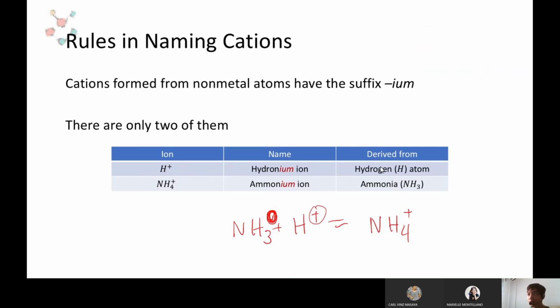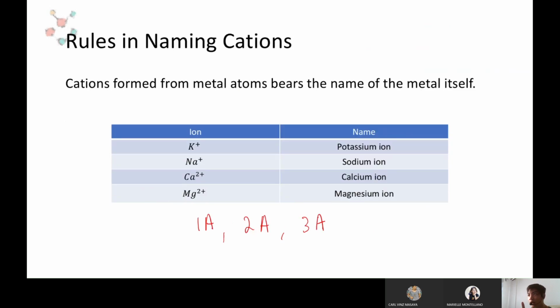Madali na lang yung kabisaduhin, no? So, again, tapos na tayo sa cations. When we name cations, ano yung mga rules? Number 1, if your cation is from group 1A, 2A, 3A of the periodic table, you can just name them by the name of the metal itself. Yung metal name na mismo, yun na yung name nila, no?